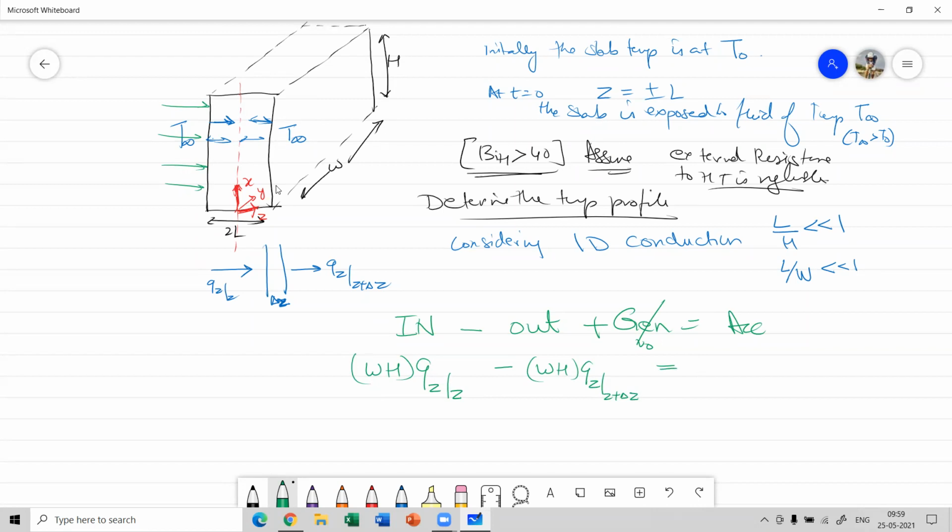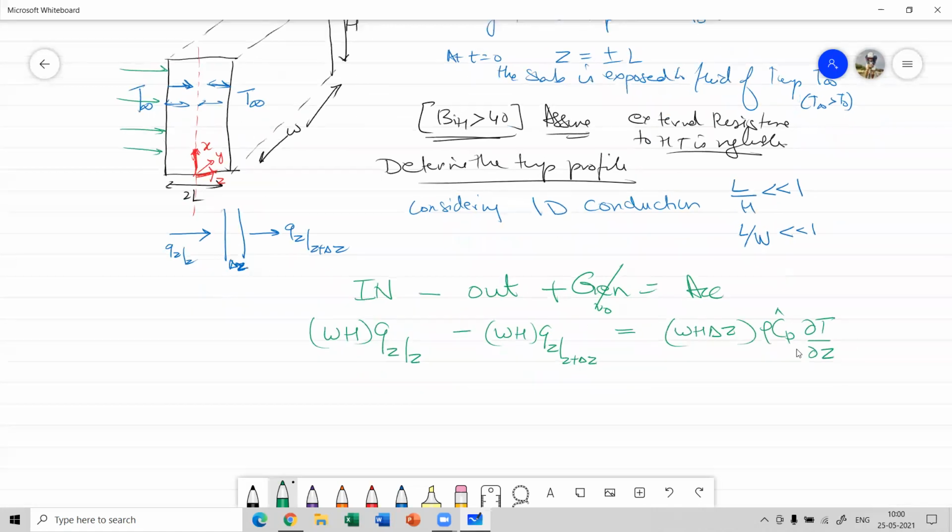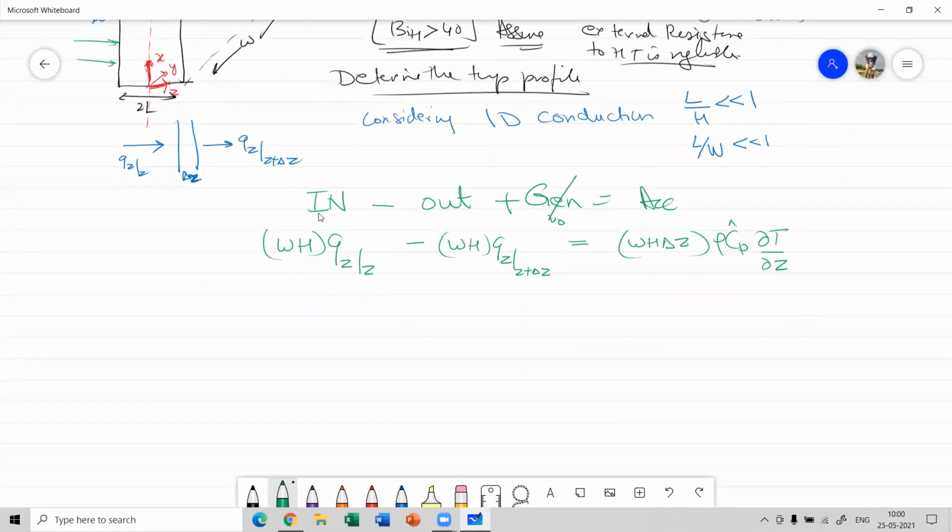How much heat is being accumulated within this slab? That will be the m Cp delta T. Now m will be like volume into the density. Now what will be the volume? That will be W H delta Z into rho into Cp into del T by del t. So this is the accumulation of heat within this slab.